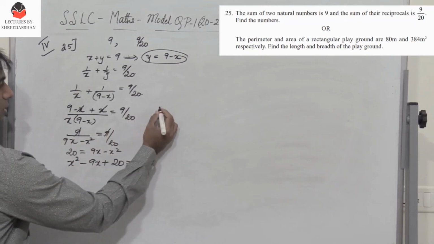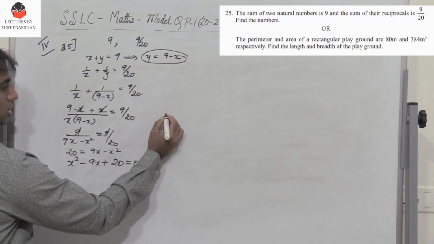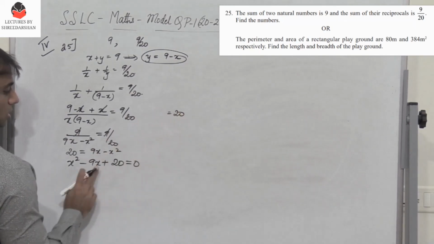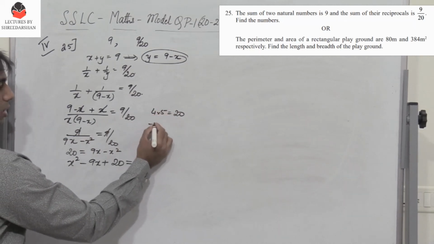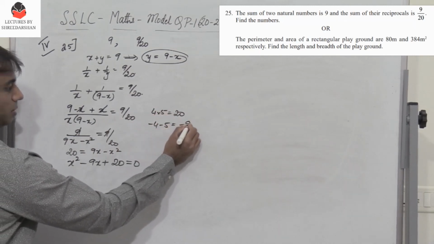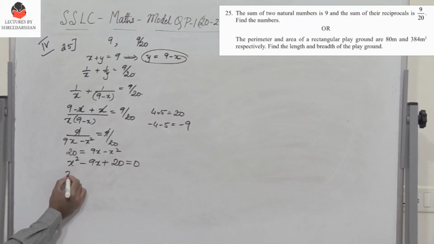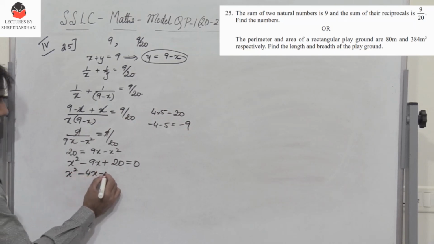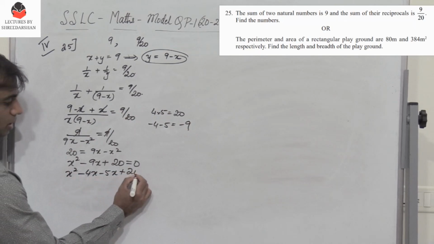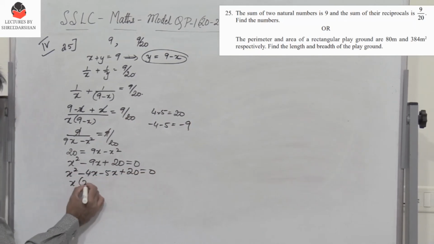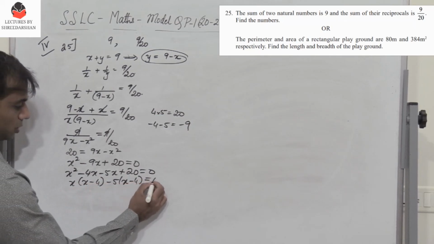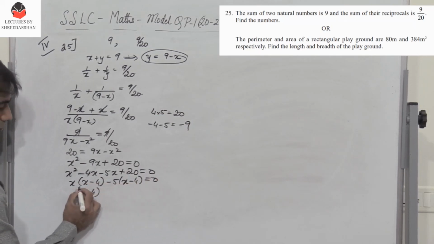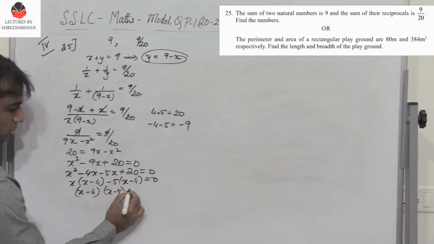So I have 20 here. The product of two numbers is 20 and the sum of two numbers is minus 9. We know that 4 into 5 gives me 20, and minus 4 minus 5 gives me minus 9. So this can be written as x square minus 4x minus 5x plus 20 equals 0. x into x minus 4, minus 5 into x minus 4 equals 0. So I have x minus 4 into x minus 5 equals 0.